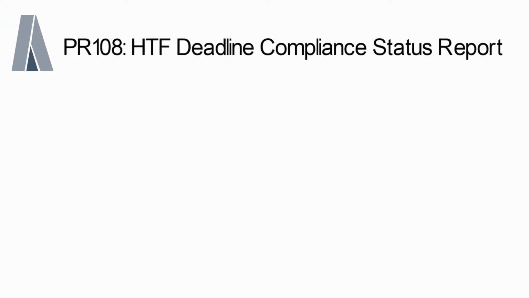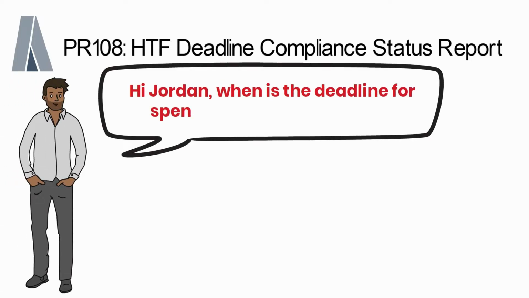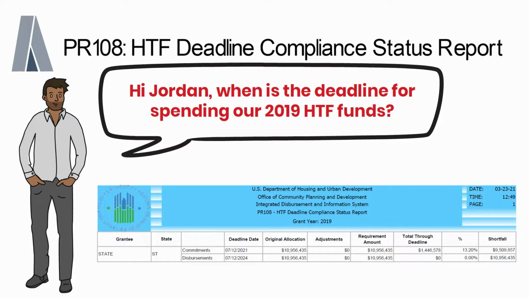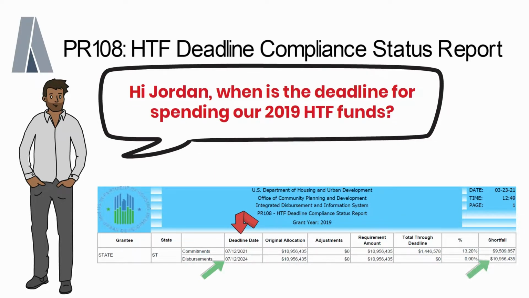Now let's go over how to read the PR 108. Hi, Jordan. When is the deadline for spending our 2019 HTF funds? To answer this question, look for the date listed under the deadline date column next to the disbursements row. Here you can see that you have until July 12, 2024 to spend all of your 2019 HTF funds. This report also shows how much in 2019 HTF funds still need to be expended by the deadline.